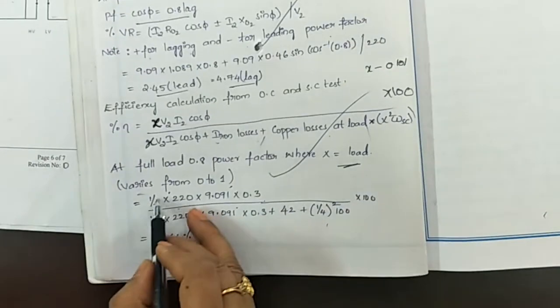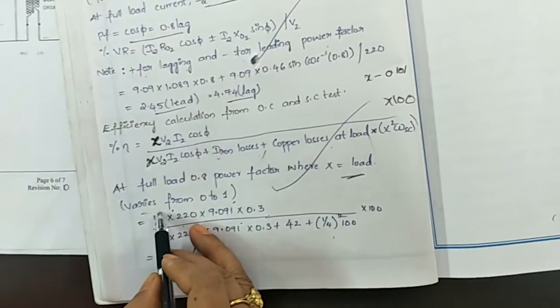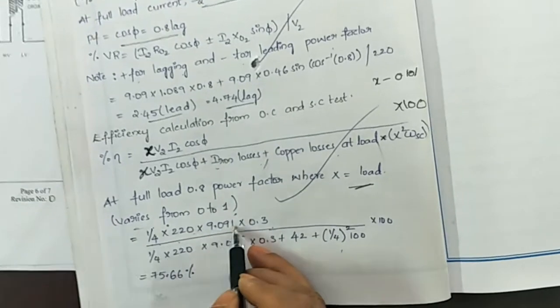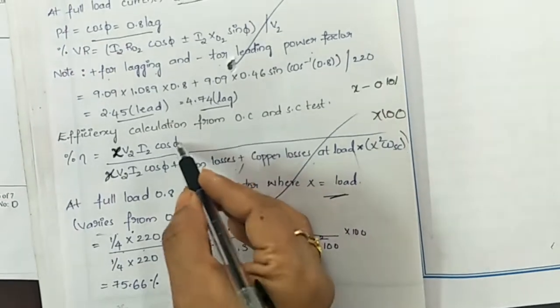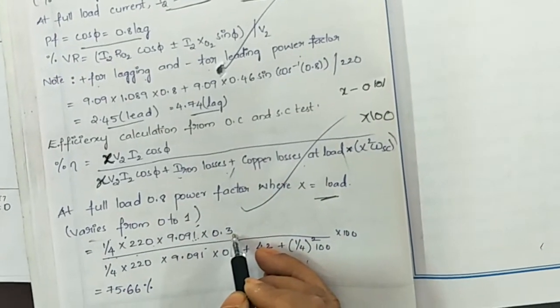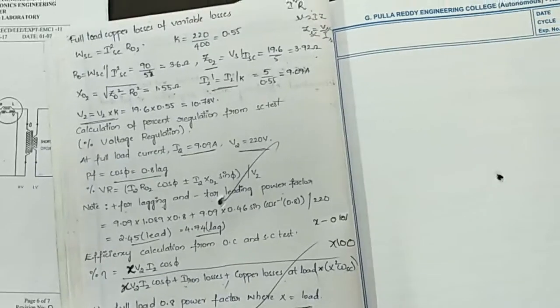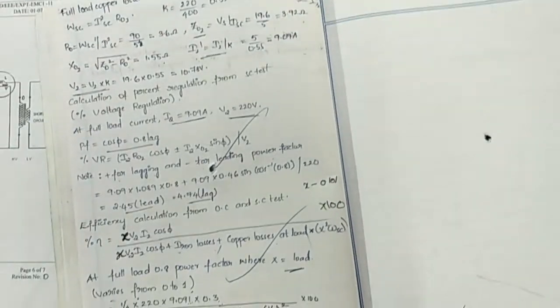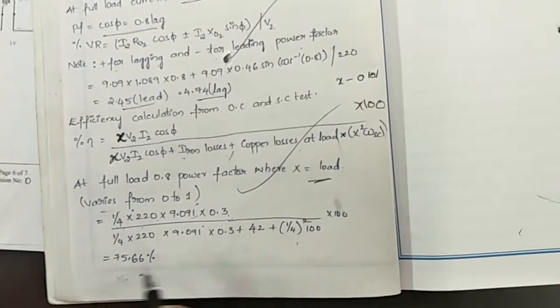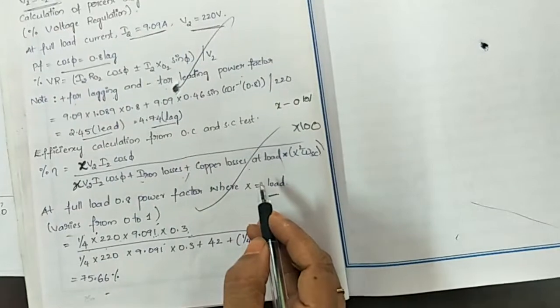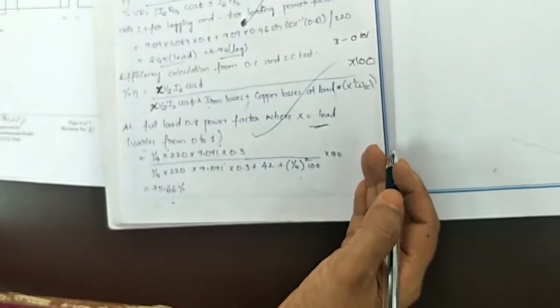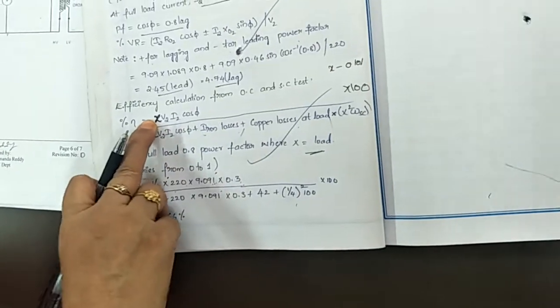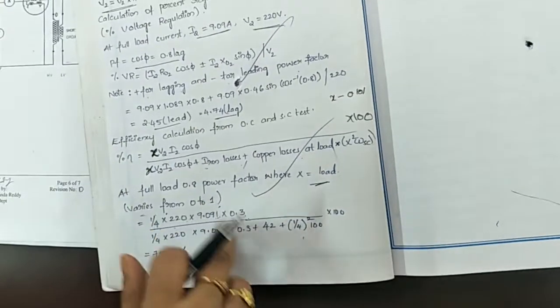So if you consider X equal to 1/4, 1/4 into V2 which is 220, I2 which is 9.09, and the power factor considered as 0.3, then by calculating the value you are going to get the efficiency as 75.66. Now consider 0.8 power factor. Similarly 0.5 power factor, and so on up to 1. Similarly, by changing the X value from 1/4 to 1/2 and so on.